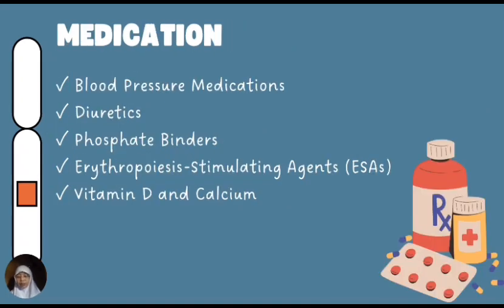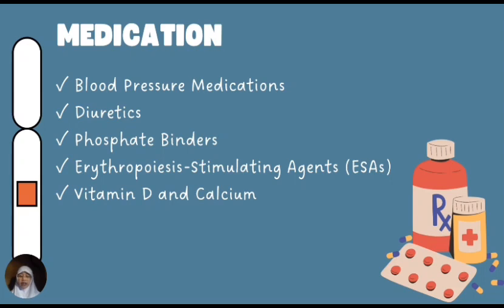We have blood pressure medications like ACE inhibitors or angiotensin II receptor blockers. So this is to manage hypertension and fluid balance. We have diuretics to treat edema or swelling, phosphate binders to control phosphorus levels to protect blood vessels from damage.